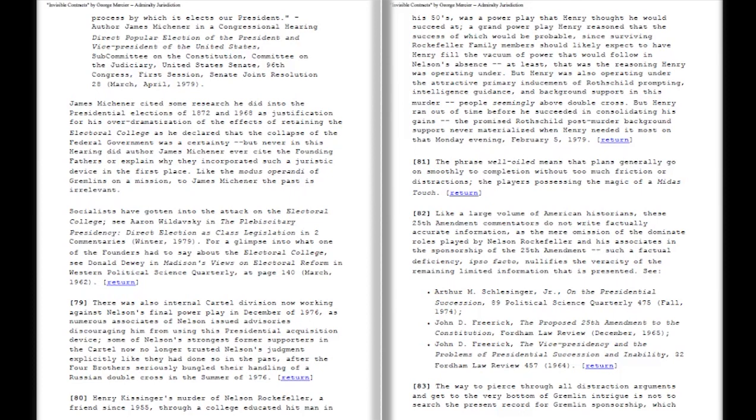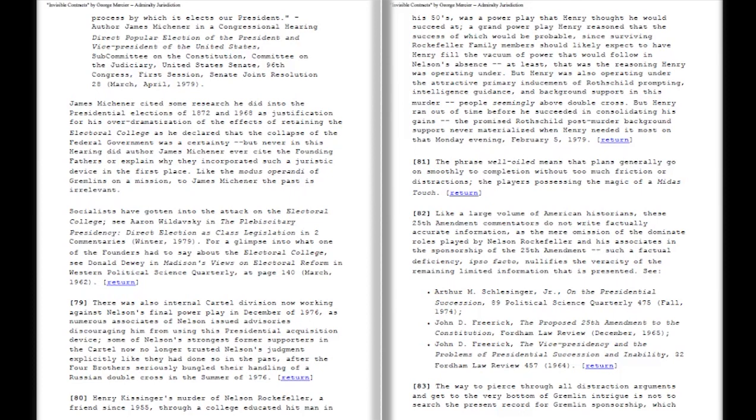Socialists have gotten into the attack on the Electoral College. See Aaron Wildavsky in the Plebiscitary Presidency, Direct Election as Class Legislation in Commentary, Winter, 1979. For a glimpse into what one of the founders had to say about the Electoral College, see Donald Dewey in Madison's Views on Electoral Reform in Western Political Science Quarterly, at page 140, March, 1962.